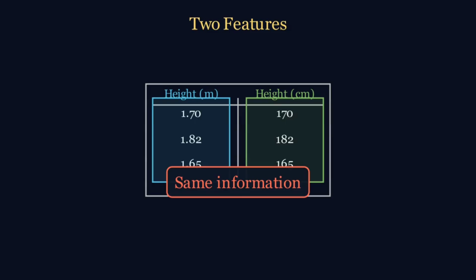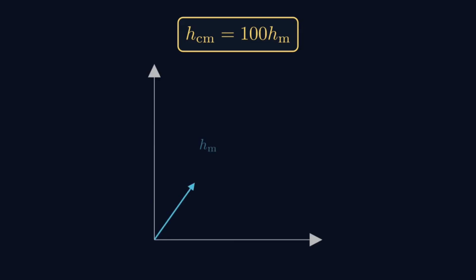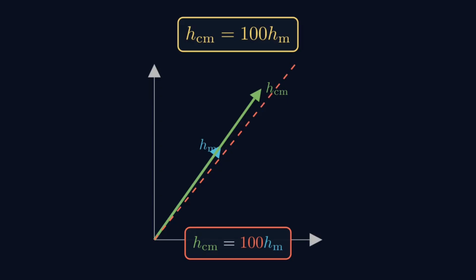Except, look closely. These two aren't independent features. One is just the other multiplied by 100. Same information, different units. Geometrically, something strange happens. The columns of our matrix begin pointing in the same direction. Not new information, not a new dimension, just repetition. And when this happens, something breaks. The matrix loses something important, its inverse. Suddenly, this step stops existing. No inverse, no unique solution.